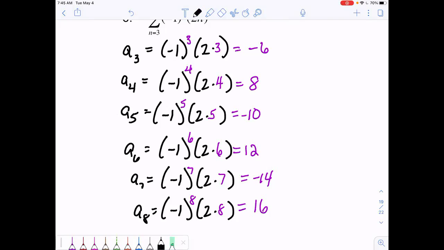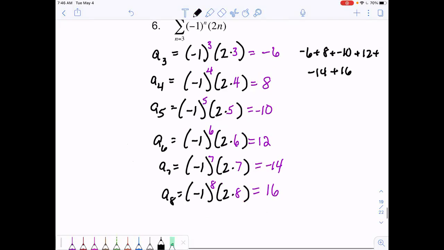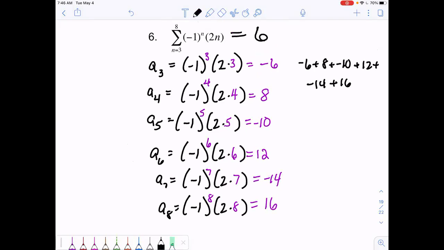This really is a series. If I wrote this out, I'd have -6 plus 8 plus -10 plus 12 plus -14 plus 16. It still is a series. It's just written in a short form. So when you add all these together, what do you get? Riley, do you have the number? 6.